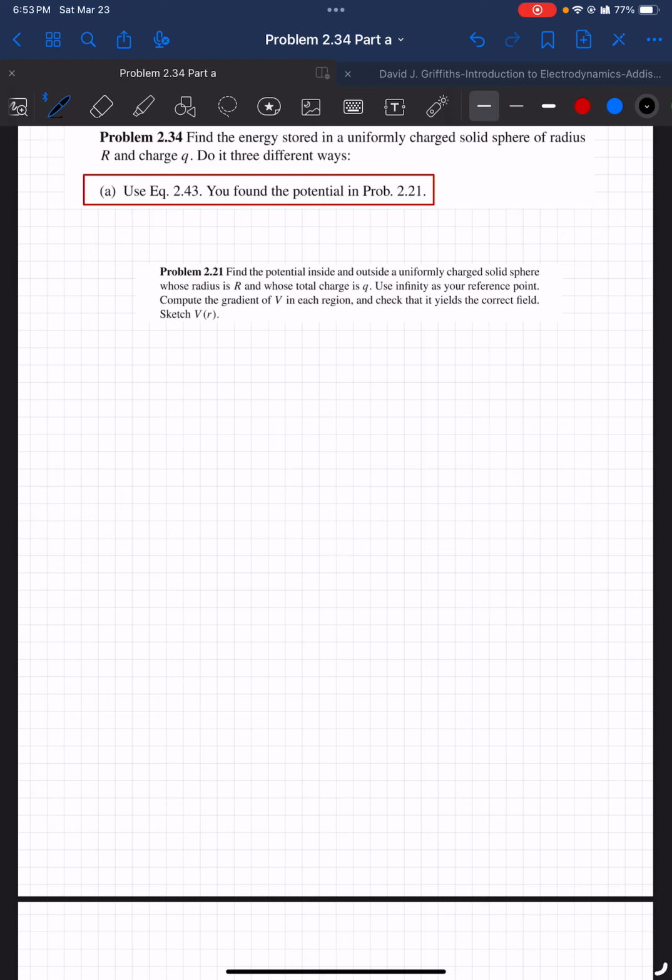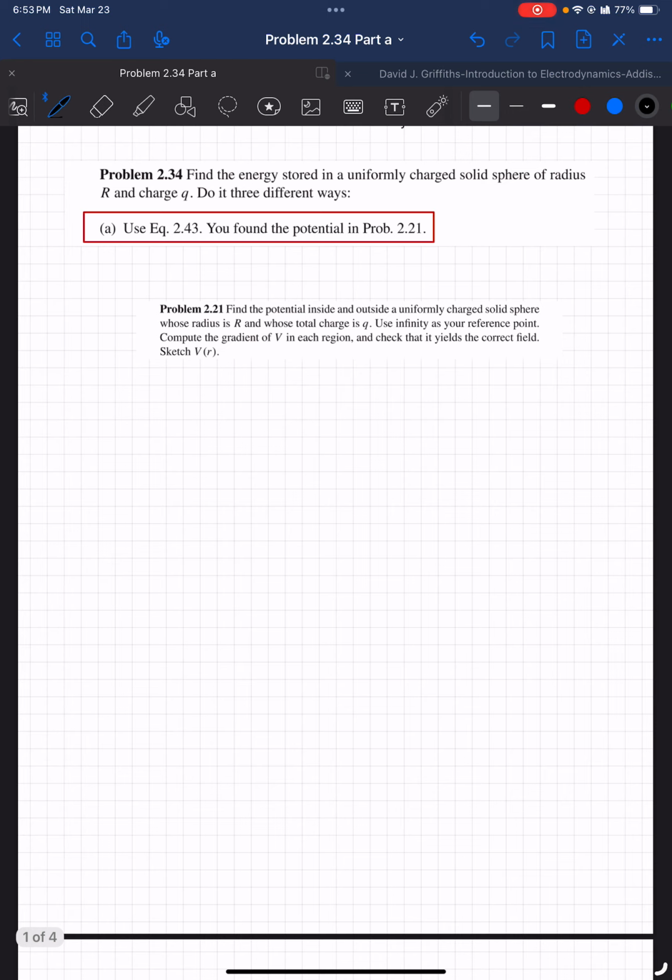using. So in problem 2.21, you found that V of r is equal to negative the integral from infinity to r of 1 over 4 pi epsilon naught q over r squared dr, which is equal to 1 over 4 pi epsilon naught multiplied by q over r. And this is for outside the sphere.